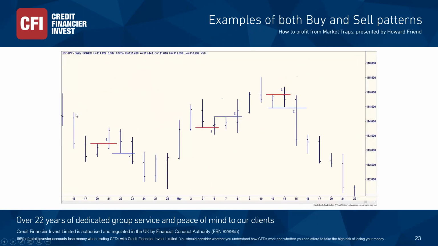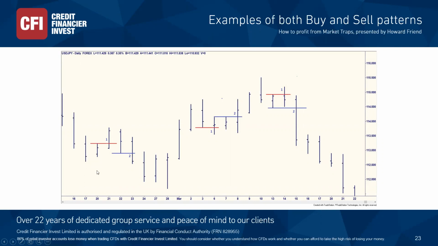Dollar yen daily, this one starts off in bear mode, double thrust, 1, 2, close under previous bar's low, close under previous bar's low. We like to see that. That gives us some kind of confidence that the market is aggressively selling, and that we should look to sell as well when the opportunity is correct.